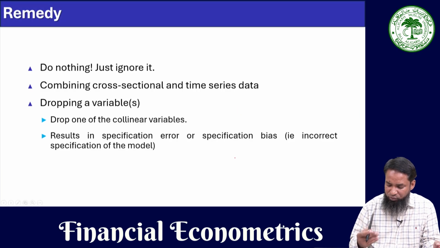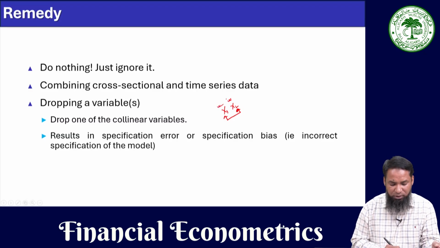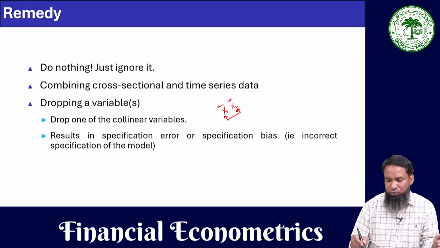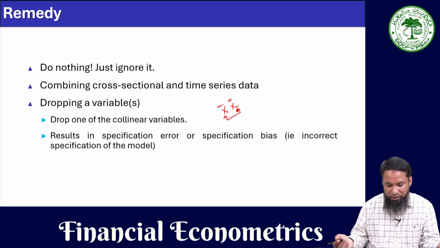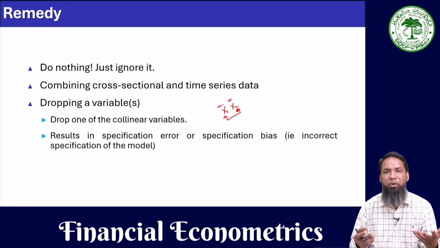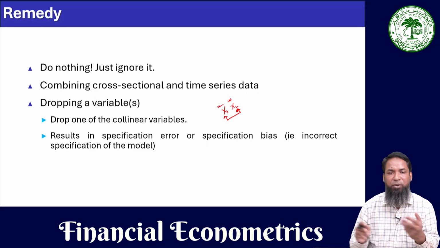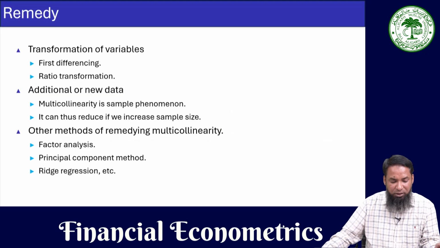So let us say you have the two variables x1 and x2 and they are highly correlated. Either we can drop x2 or we can drop x1. However, if you do that, it might result in specification error or specification bias. So it may create another problem. You have to be careful while dropping the variables.